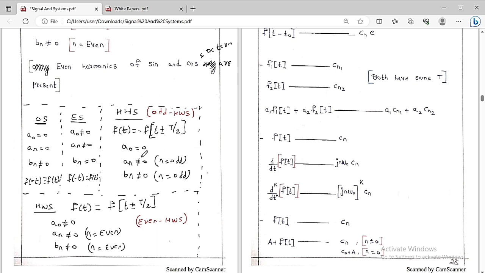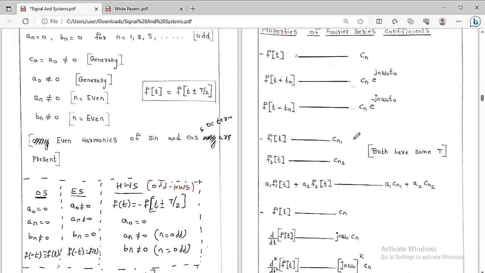So this is the odd half-wave symmetry and this is the even half-wave symmetry. Here positive means even half-wave symmetry. Here negative means odd half-wave symmetry. This is the shortcut to remember. Odd means all the odd harmonics of sine and cos terms are going to be present. Even means all the even harmonics of sine and cos terms are going to be present. So always keep this in your mind.